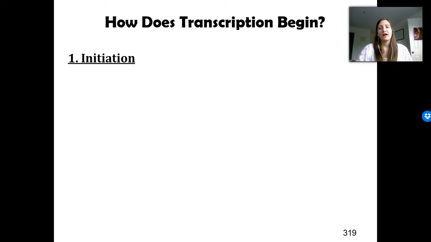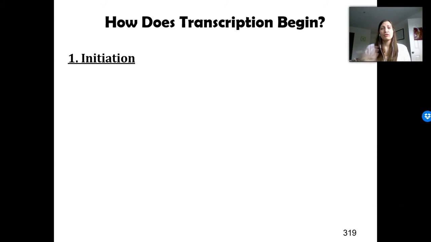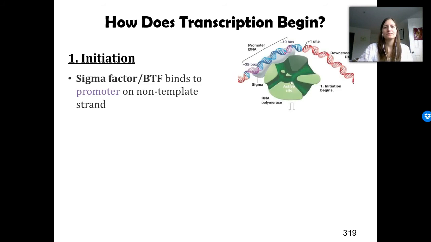So now that we've discussed the mechanics of what's needed for transcription, we're going to talk about the actual process of transcription. It occurs in 3 steps. First, initiation. Second, elongation. And then third, termination. So 3 fairly simple steps. You need to start it, you need to make that mRNA really long, and then you need to stop at some point. So let's talk about initiation first.